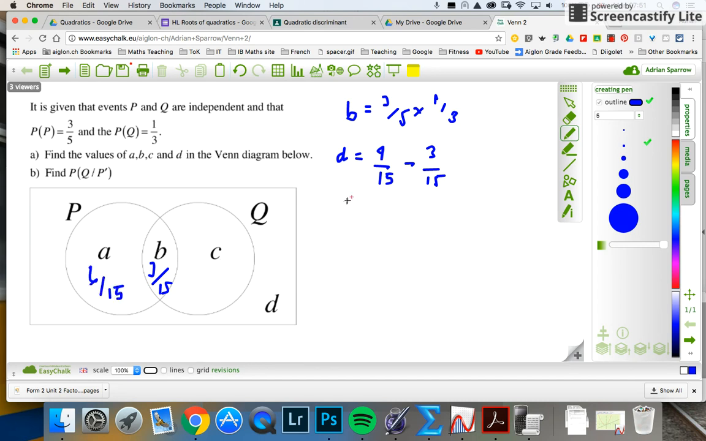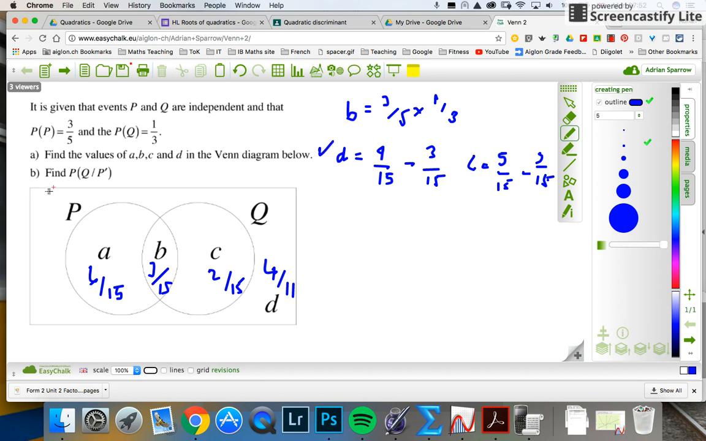And C, likewise, I can work out C by doing 1/3, but I'm going to write 1/3 as 5/15, so I'm just converting that into 15ths as well, and then take away the middle section, 3/15, and so C is 2/15. Now let's add all of these together, and again, they're over 15, so they're easy. So 2 and 3 is 5, and 6 is 11. That will leave me with 4/15 left over to go there. So D is 4/15. So that's quite easy to do, part A.